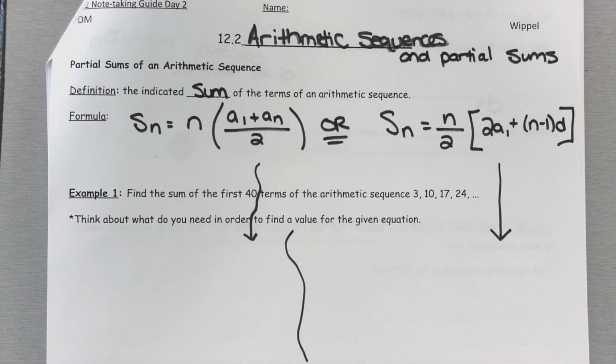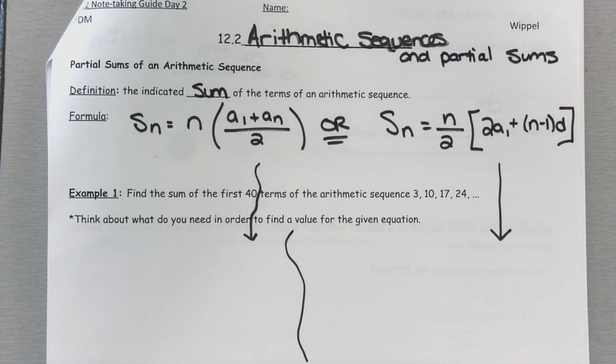So if you come across a problem and you're given n, a sub 1, and a sub n, well, I'm going to use the first one because everything's there to plug in, right? If I'm given something with a constant difference and the n value, then maybe I'm using this one. So it just depends on what I'm given as to which one I use. There's no wrong answer because they're both going to give you the right answer if you do the math correctly. But sometimes one is a little bit easier to use than the other time-wise and plugging stuff in.